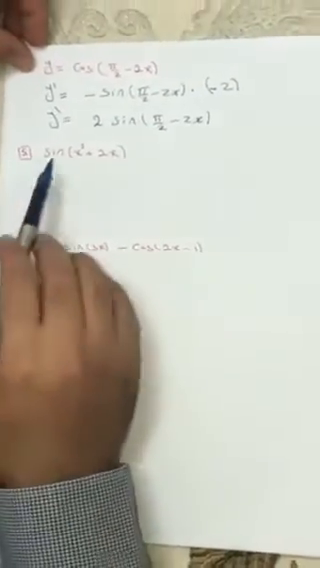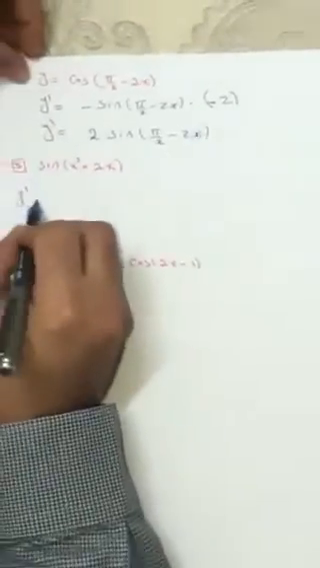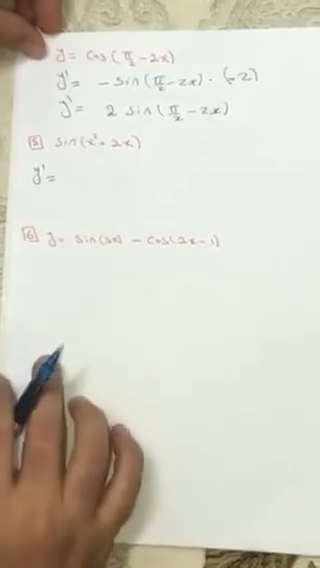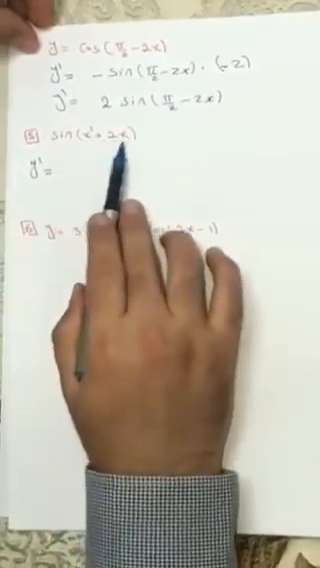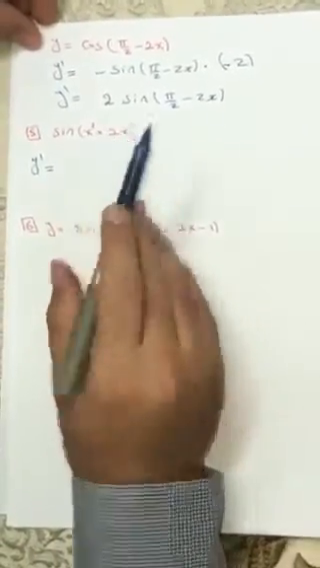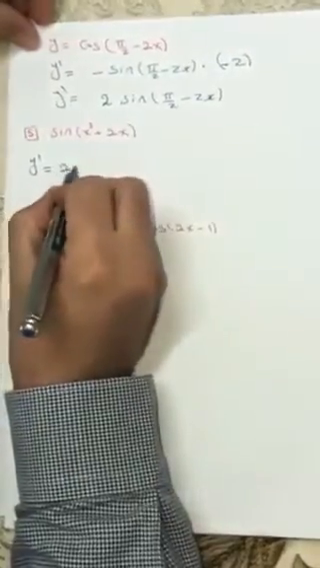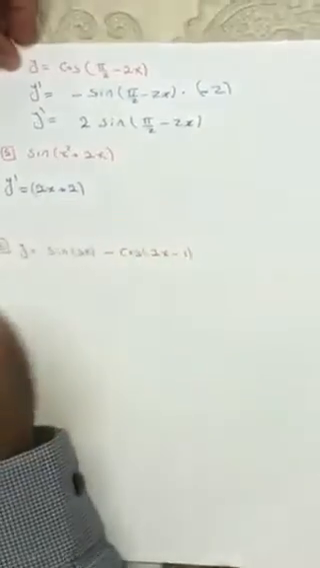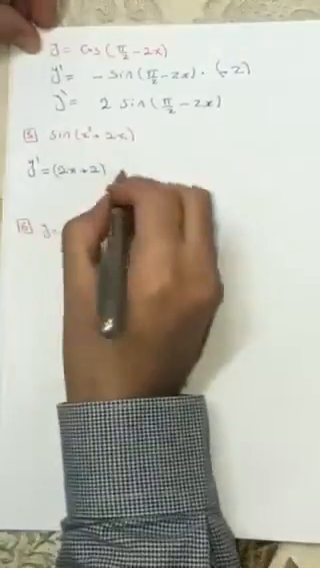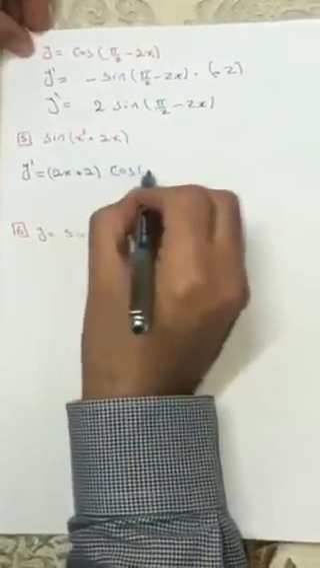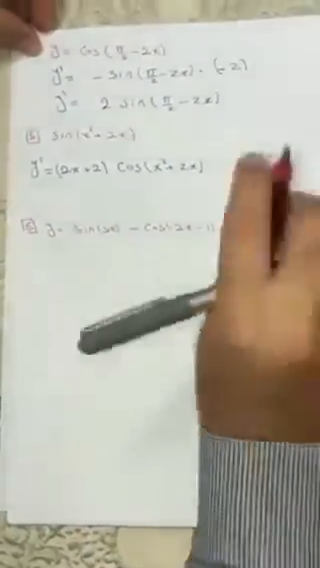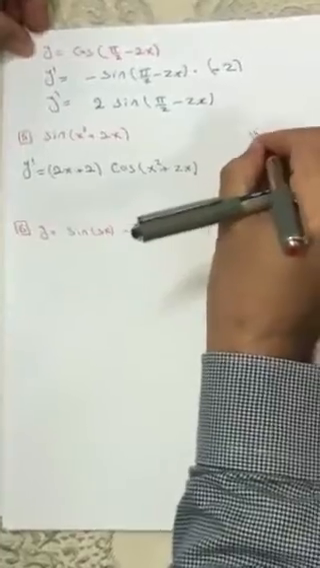Question number 5, sine x squared plus 2x. So dy by dx or y dash equal. Let's do it quickly by quick method. So we start the derivative of angle. Derivative of x squared plus 2x. Derivative x squared is 2x. Plus derivative 2x is 2. So this is the derivative of angle. Then derivative of sine is cos x squared plus 2x. Okay, let's remember, or we can take it as a hint here.